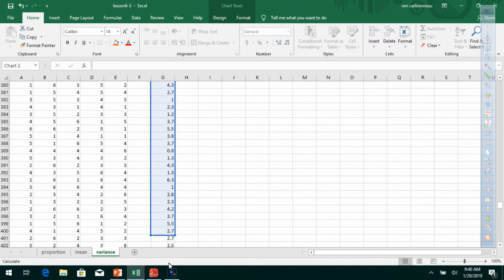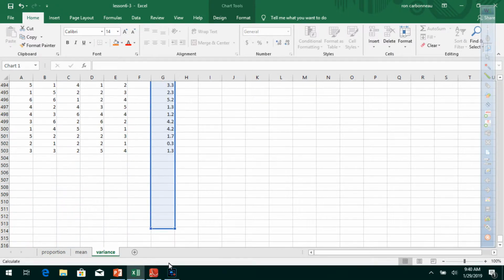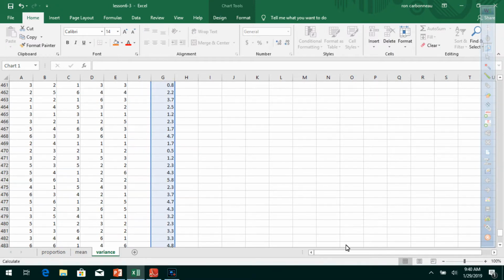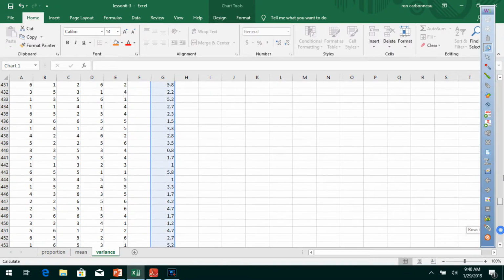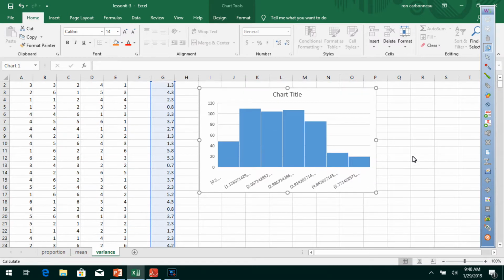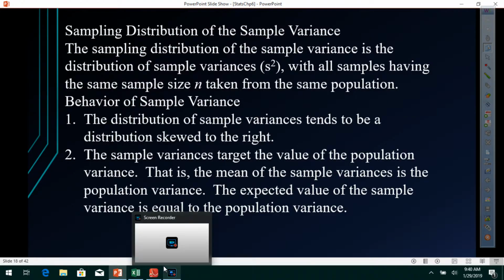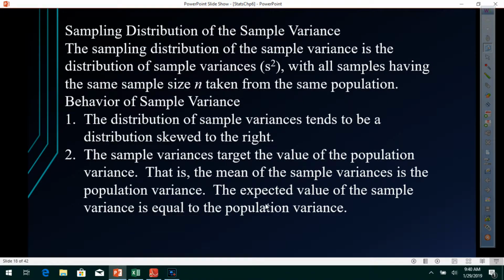My mouse doesn't like to move real quick. All right, let's go back up here. And you can see it's obviously skewed to the right. Okay, it's obviously skewed to the right. Now, why do we need to know that?